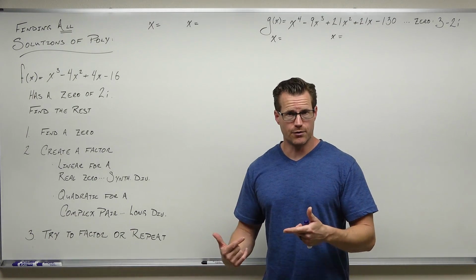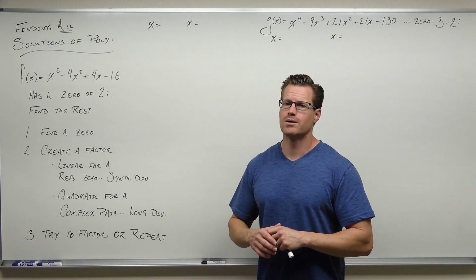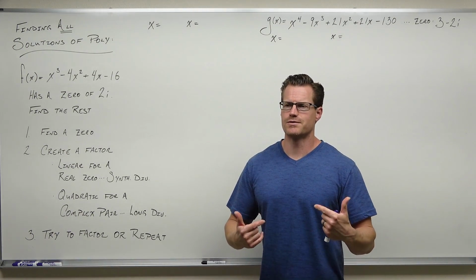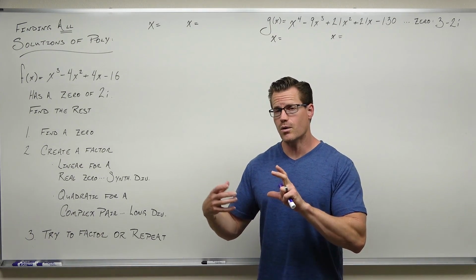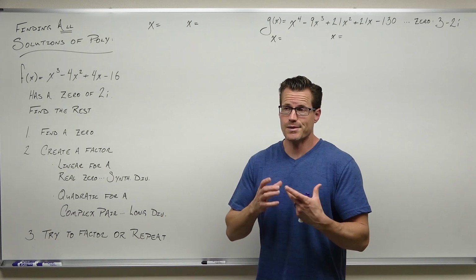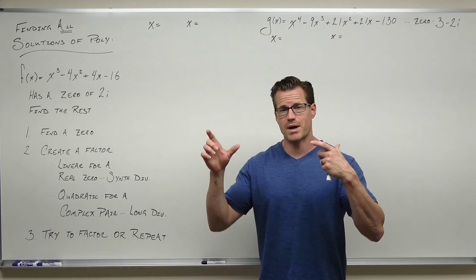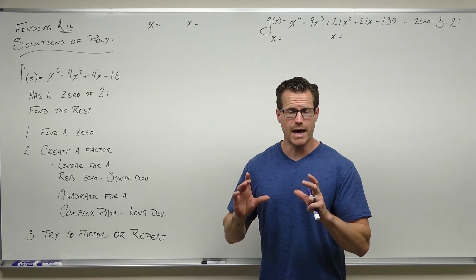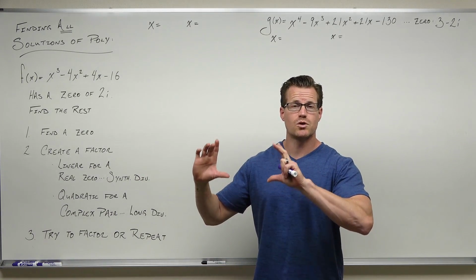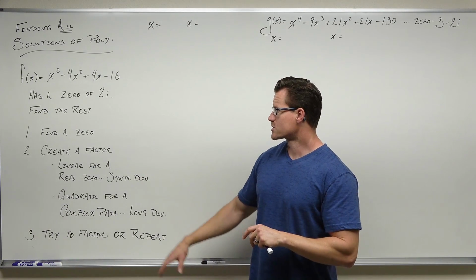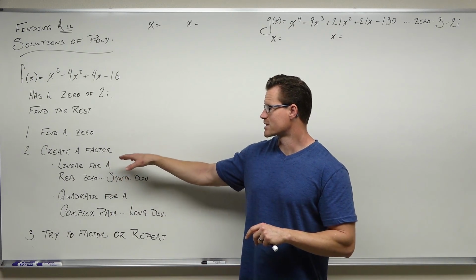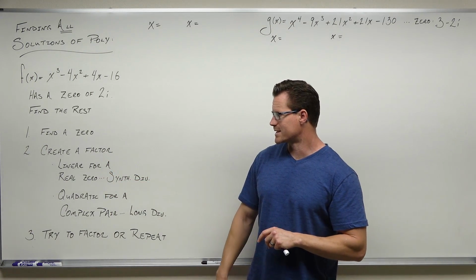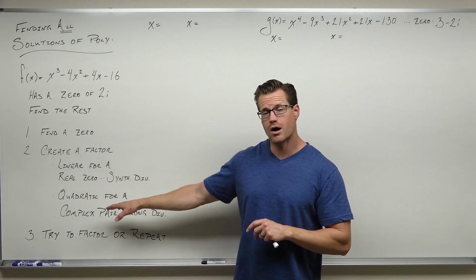If you don't have a real 0, if you have a complex 0, then the thought process is, we learned in the last video, if you have a complex 0, they always come in complex conjugate pairs. They come in pairs. So we're going to take a pair of zeros, get a pair of factors, distribute that, and get an irreducible quadratic factor. So create a factor. For linear, this comes from a real 0, use synthetic division. A quadratic for a complex pair.